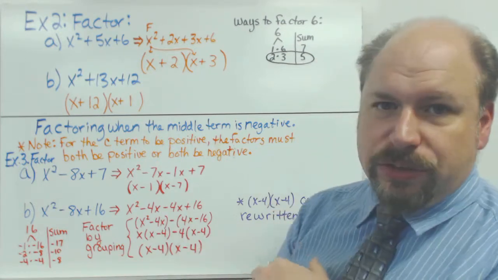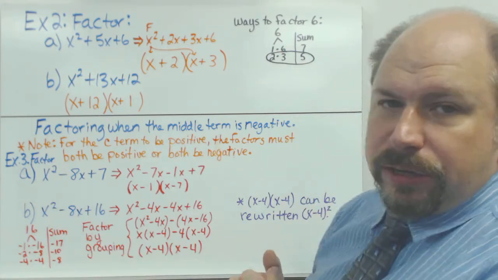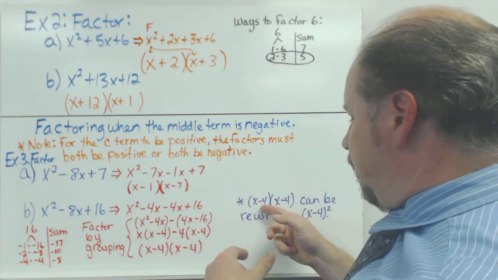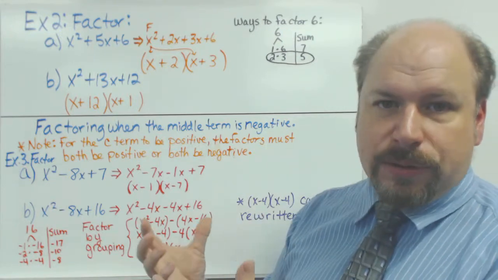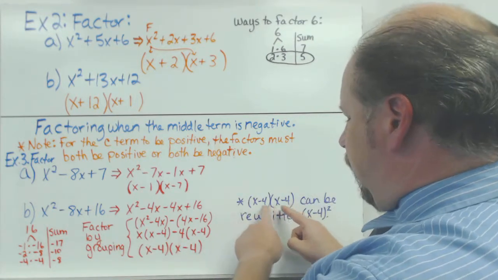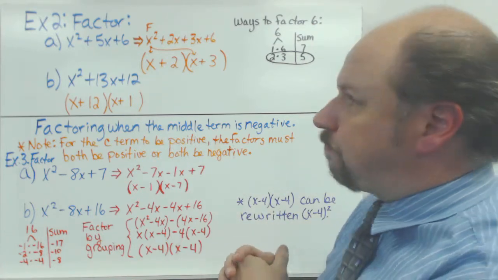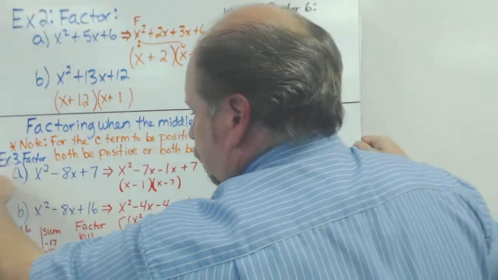Okay, one quick thing to note, x minus 4 times x minus 4 can be rewritten as x minus 4 quantity squared, because these are the same terms, so we can rewrite it just like if it were x times x. We could rewrite it as x squared. Since both of these are the same, we can rewrite it as x minus 4 quantity squared. Okay, so there was example 3. Moving on here.